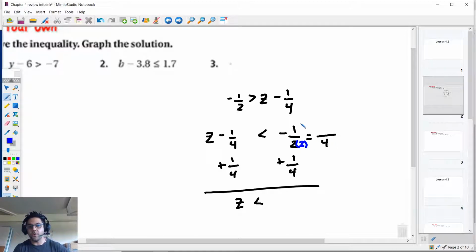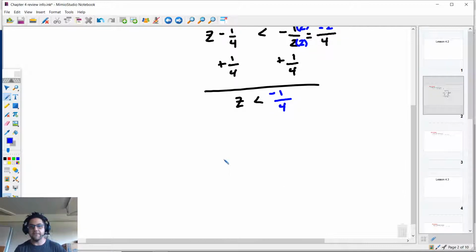2 times 2 is 4. So -1 times 2 is -2. So I really have -2/4 and +1/4. It is still going to be a 4th. I'm going to take the difference, which is a 1. And looking at the signs, I'm going to take the negative sign.